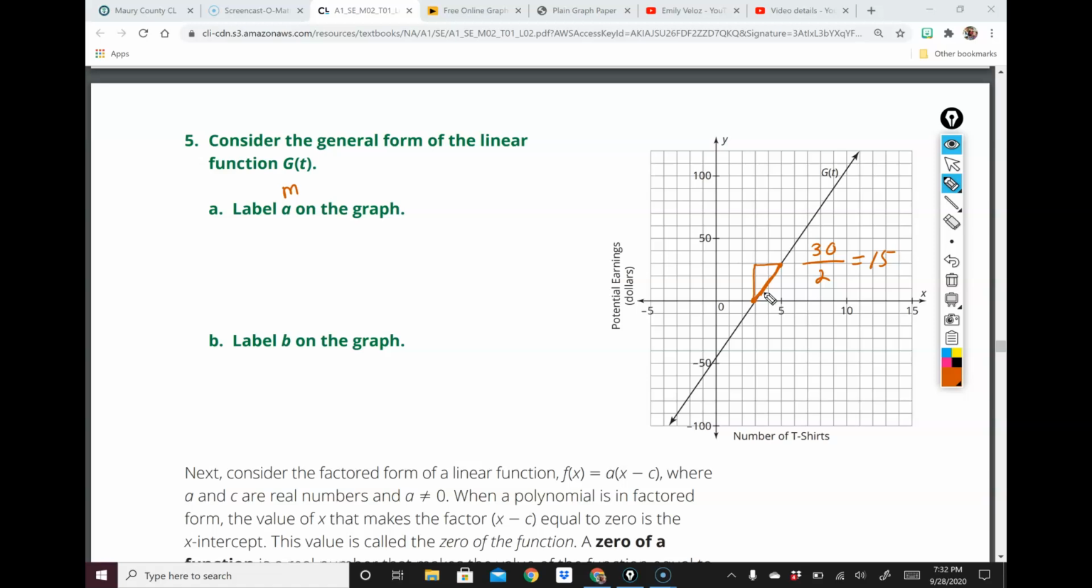Label B on the graph. B is your y-intercept. It's where it crosses the graph on your y-axis. So there's your y-intercept. That's B, which we said was negative 45.